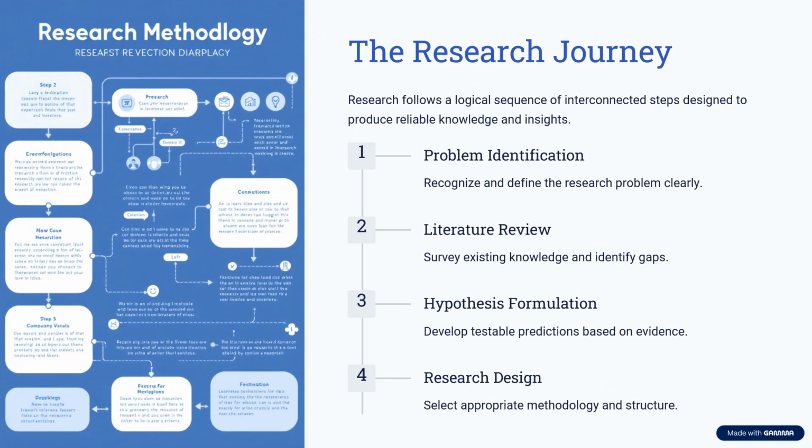Research follows a logical sequence of interconnected steps designed to produce reliable knowledge and insights. The first step is problem identification, to recognize and define the research problem clearly. The second step is literature review, to survey existing knowledge and identify gaps. Hypothesis formulation, to develop testable predictions based on evidence. And research design, to select appropriate methodology and structure.